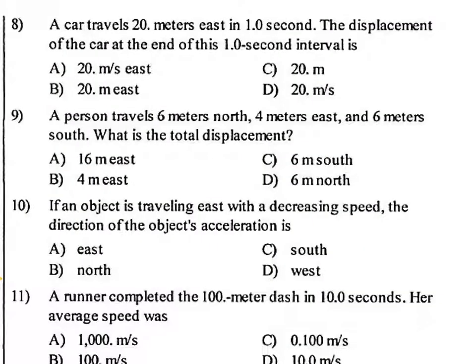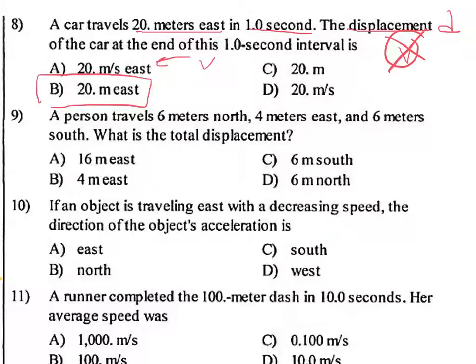Next question here talks about a car traveling 20 meters east in 1 second. They want to know what the displacement of the car is. A lot of people thought this was a velocity. That's not what they wanted. They wanted the displacement. So if I go 20 meters east in 1 second, I am just simply 20 meters east. This would have been the velocity. A would have been the velocity if they had asked you that.